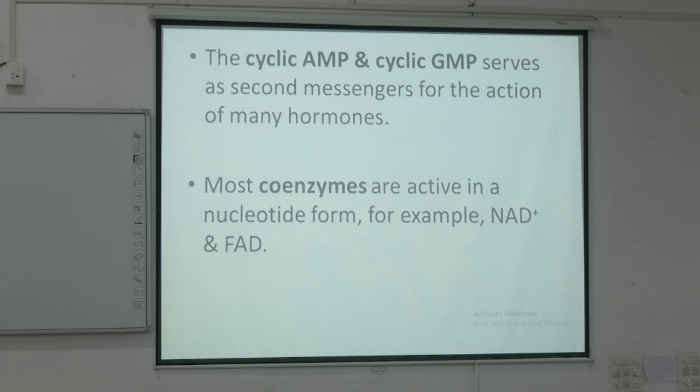So FAD, that is the coenzyme of which vitamin? That is riboflavin. Riboflavin is B1 or B2? B2. The riboflavin coenzyme is FAD. NAD is the coenzyme of niacin. Next slide.